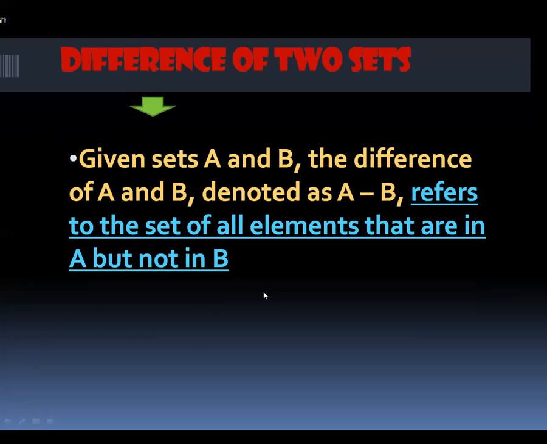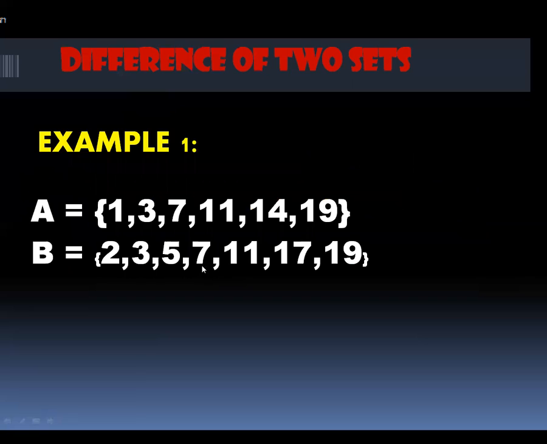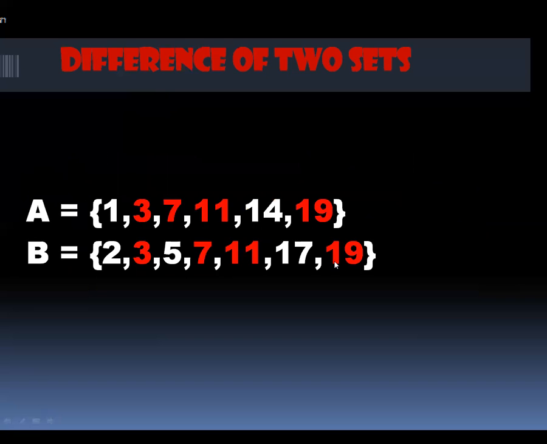Okay. How about the difference of two sets? Given sets A and B, the difference of A and B, denoted as A minus B, refers to the set of all elements that are in A but not in B. For example, set A is equal to 1, 3, 7, 11, 14, 19. Set B is equal to 2, 3, 5, 7, 11, 17, 19.